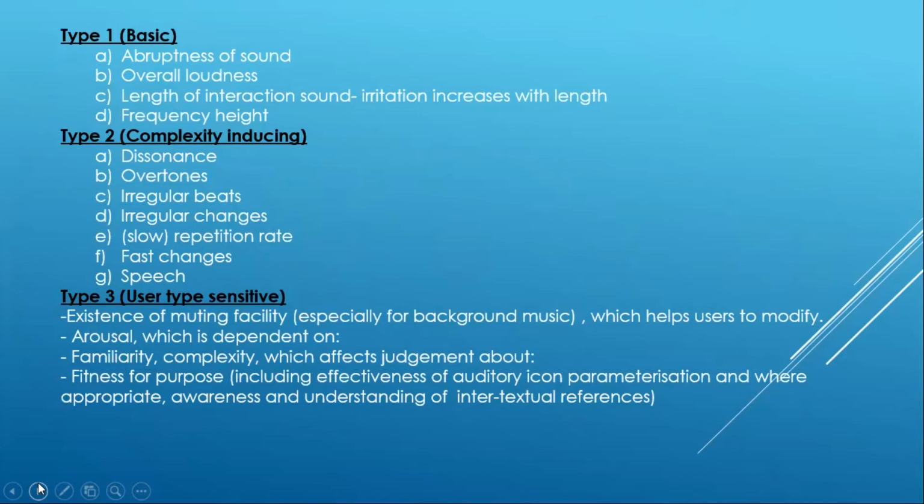So I'll go to type 1, which is basic. There is abruptness of sound, overall loudness, length of interaction; sound irritation increases with length, frequency, height. Then type 2, which is complexity inducing, involves dissonance, overtones, irregular beats, irregular changes, repetitions, rates, fast changes, pitch.